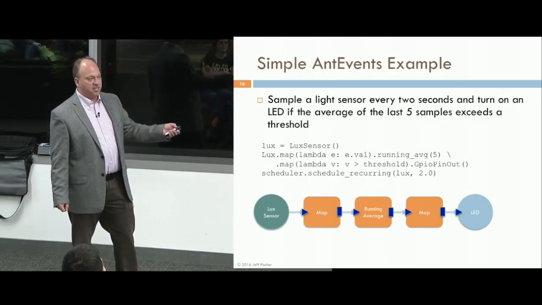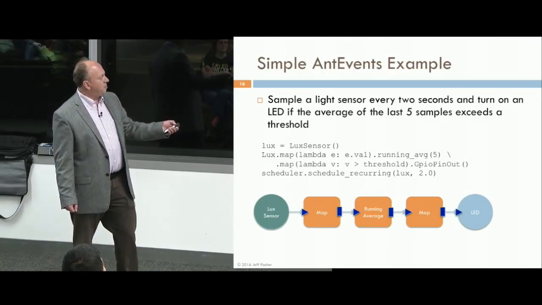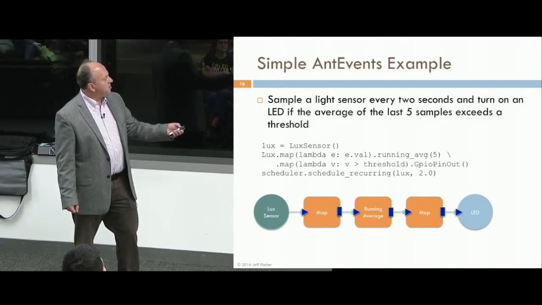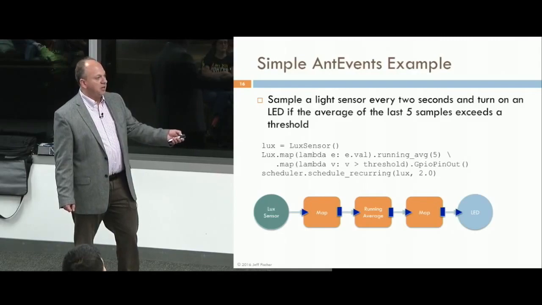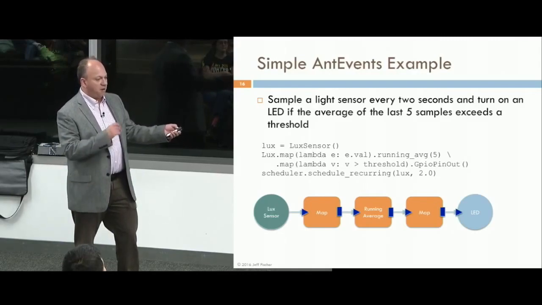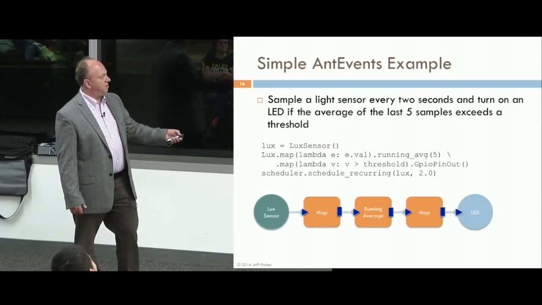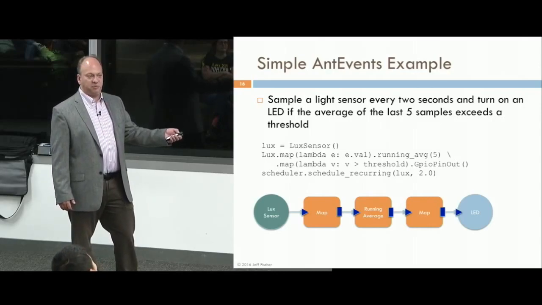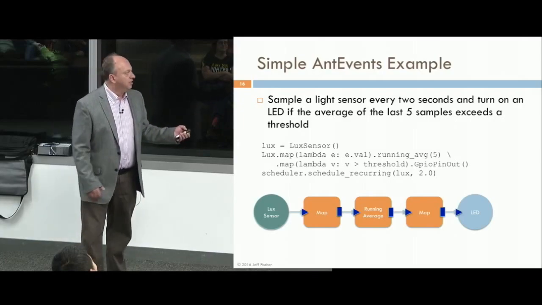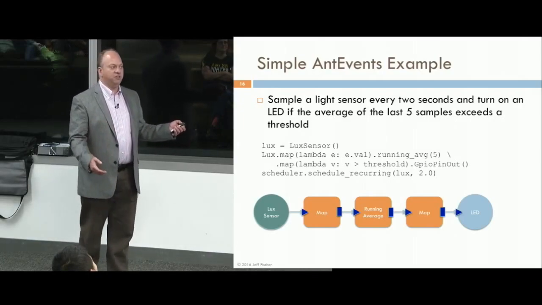So I instantiate a sensor. Then from that sensor, I'm connecting and setting up these steps. They're not running in real time. What happens is it just sets up the configuration, then you pass it to a scheduler. And I say I want to schedule this light sensor to be sampled once every 2 seconds. And then it'll go off and run and do that.